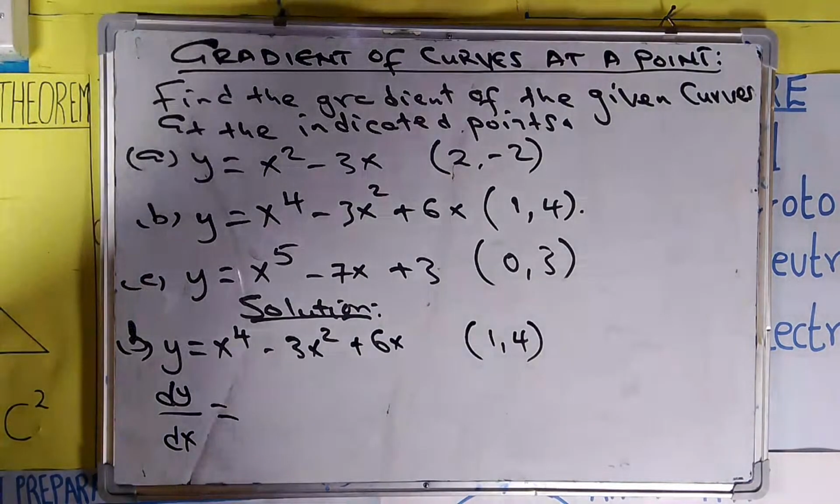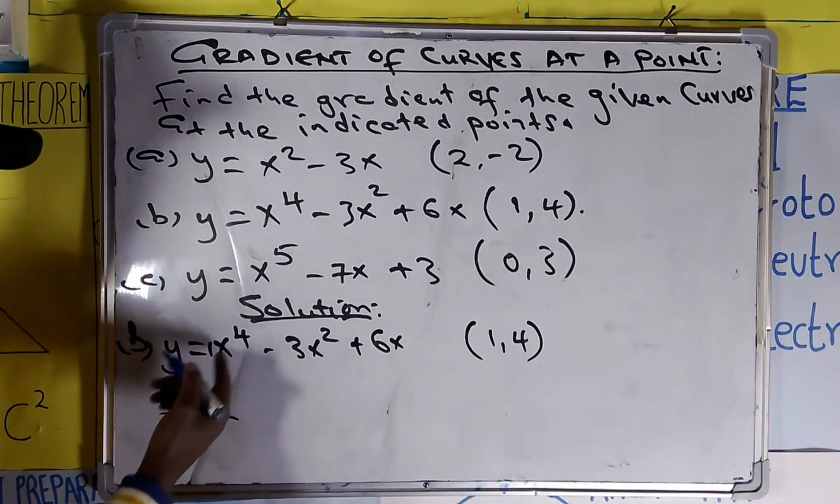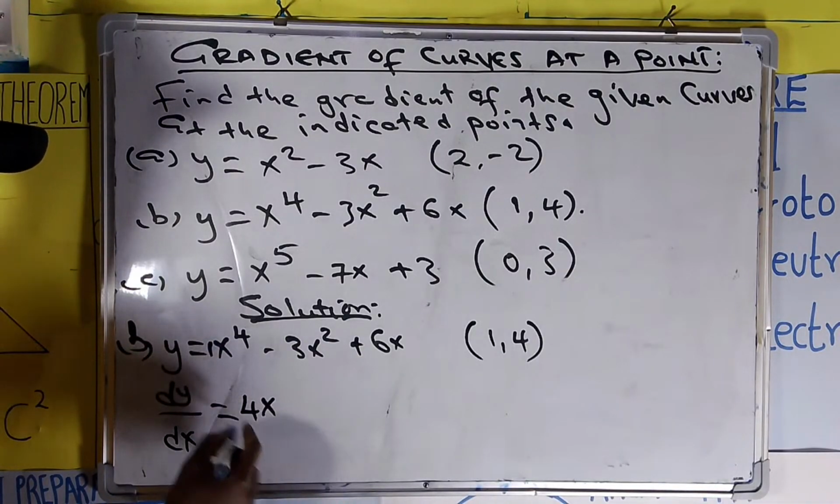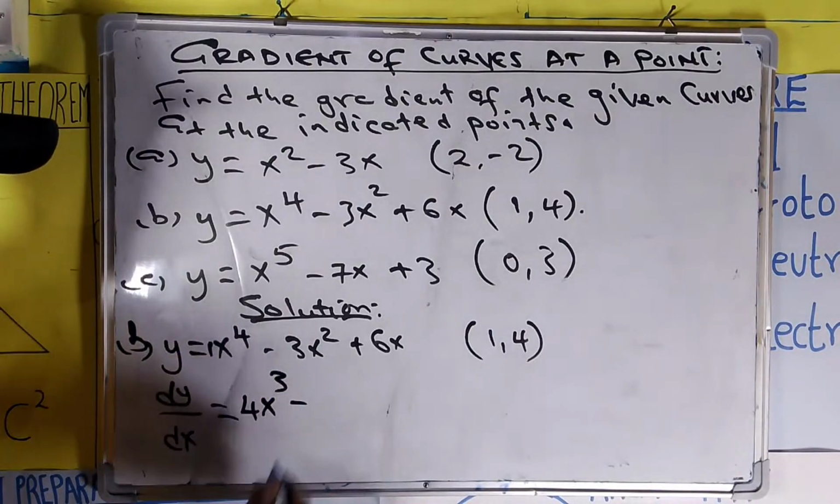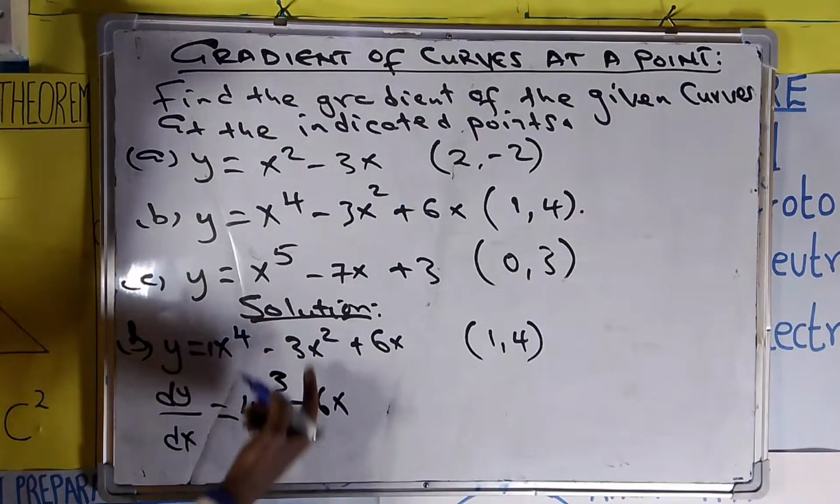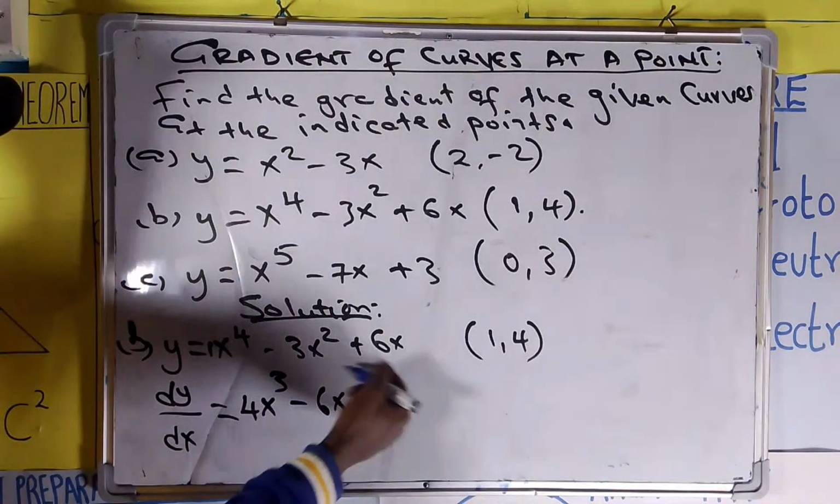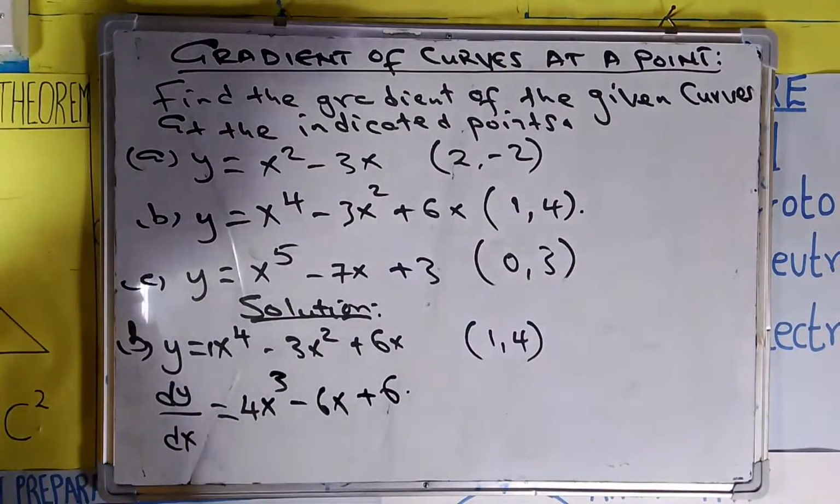And our dy over dx will be equal to 4. This one is 1, so 4 times 1 is 4. Then x, 4 minus 1 is 3, minus 2 times 3 is 6x. 2 minus 1 is 1, so itabaki hivyo, hakuna haja ya kuandika 1, plus if you differentiate 6x, you are left with 6.